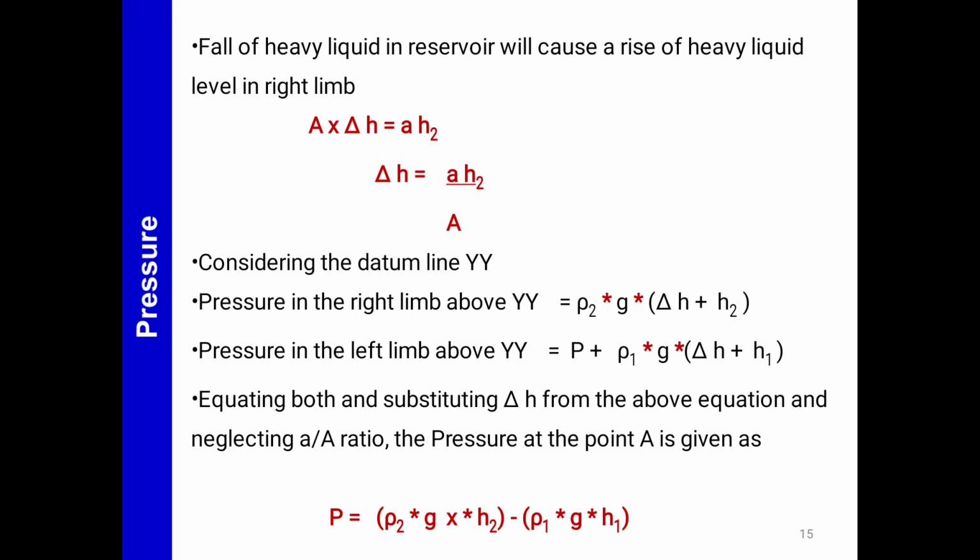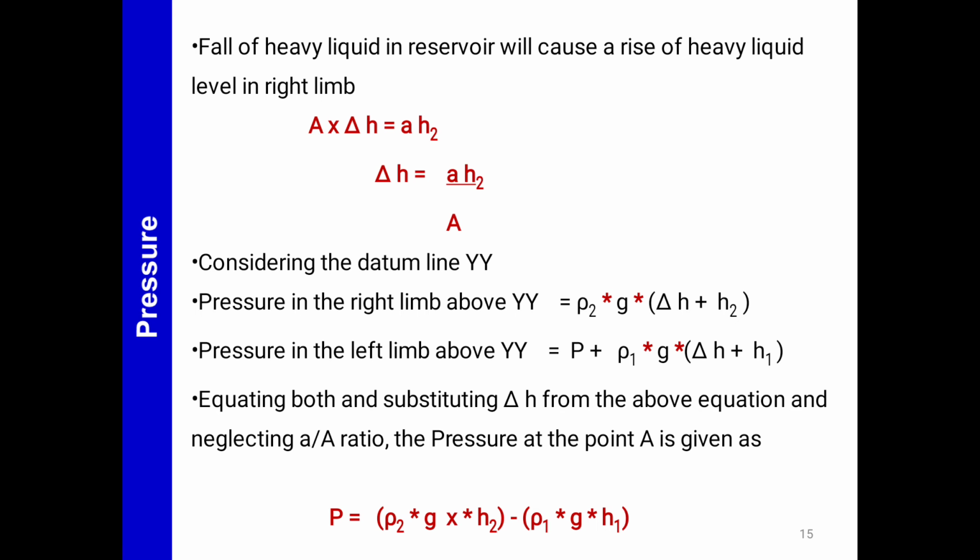Fall of the heavy liquid in the reservoir will cause a rise of heavy liquid level in the right limb. Therefore, A into del H is equal to small a into H2. Therefore, del H is equal to small a into H2 by capital A.